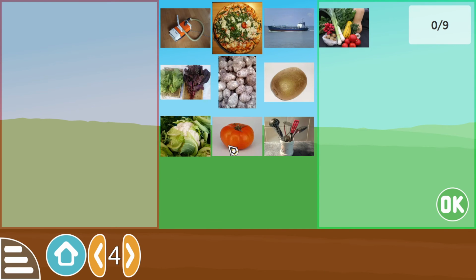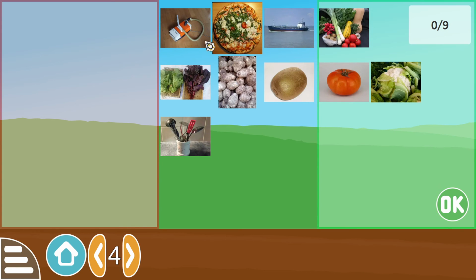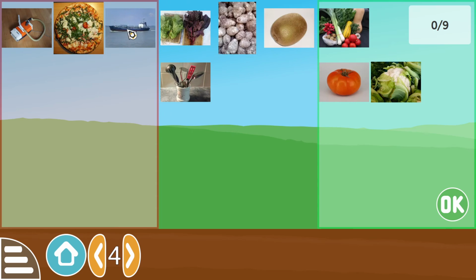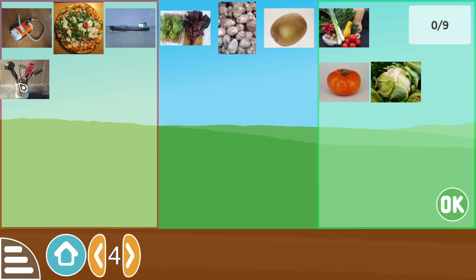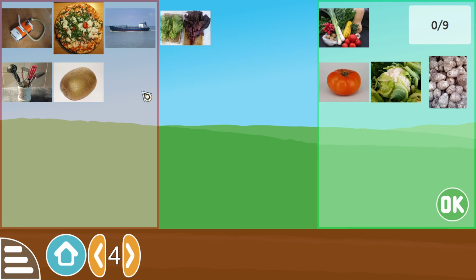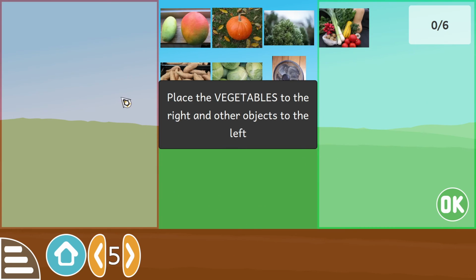Vegetables to the right, and the others. So let's try that. But the vacuum cleaner, pizza, barge, and kitchen utensils, definitely not. So I'm not sure what they are. I think I'm going to go with the kiwi fruit. This will come under fruit and not vegetables.